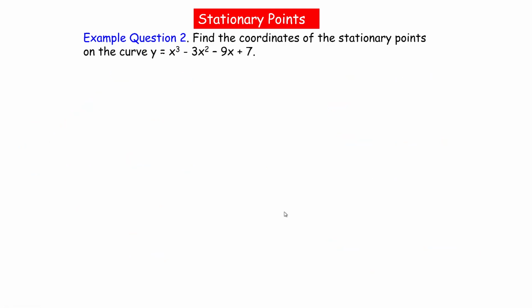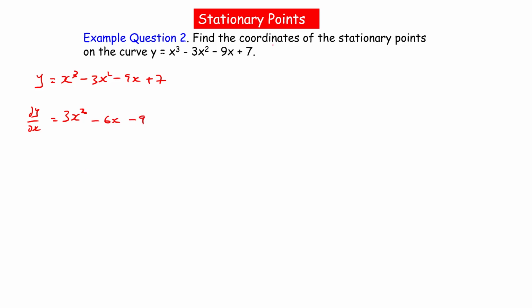Okay, so in this example, it says find the coordinates of the stationary points on the curve y equals x cubed minus 3x squared minus 9x plus 7. So we've got a cubic, so the technique is exactly the same, maybe slightly more involved. y equals x cubed minus 3x squared minus 9x plus 7. So we differentiate, dy by dx, which gives us 3x squared minus 6x minus 9.